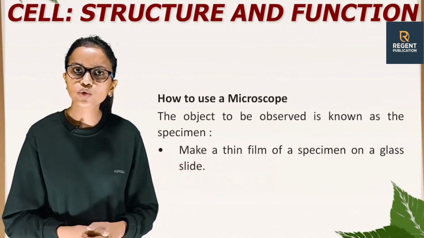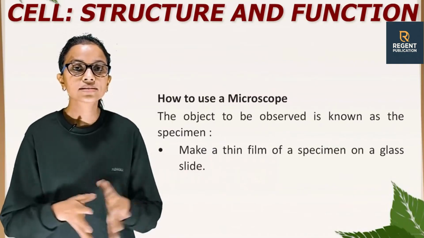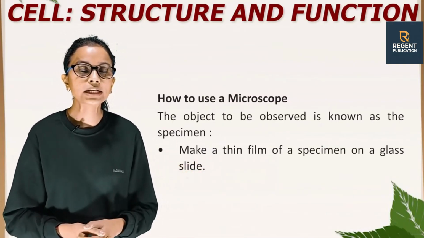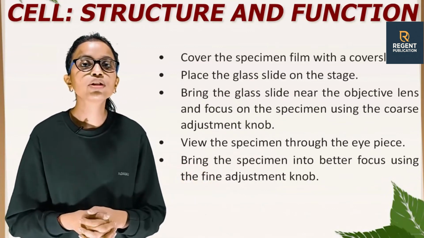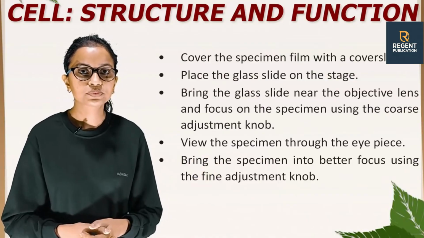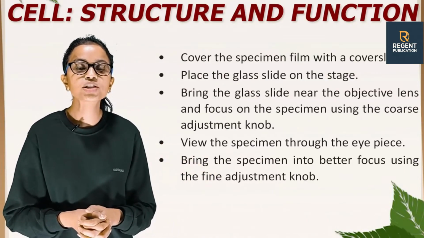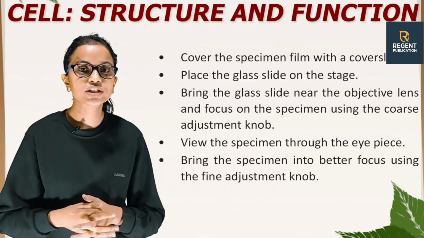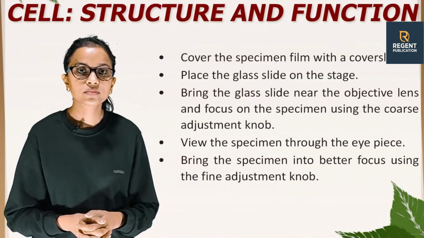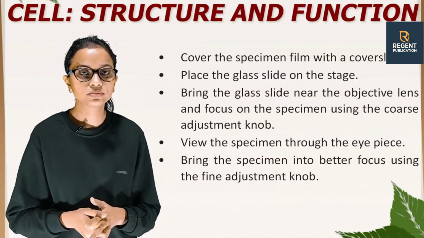How to use a microscope? The object to be observed is known as the specimen. Make a thin film of a specimen on a glass slide. Cover the specimen film with a cover slip. Place the glass slide on the stage. Bring the glass slide near the objective lens and focus on the specimen using the coarse adjustment knob. View the specimen through the eyepiece. Bring the specimen into better focus using the fine adjustment knob.